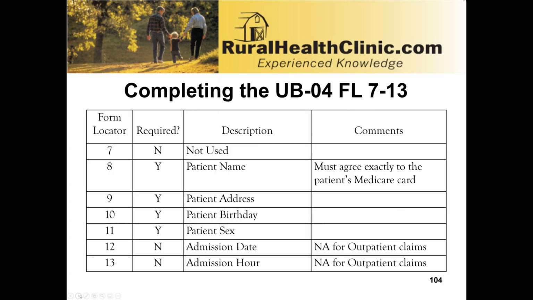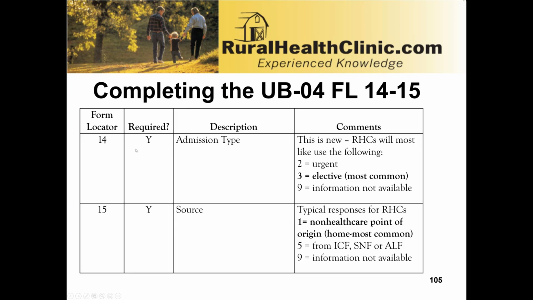And these we can skip through them really quickly. I think all of these are really simple. Admission date, admission hour, those are going to be NA for what you guys are doing. Admission type, field locator 14 and 15, those are the ones you want to look at pretty closely. Make sure that you use the right ones for those.